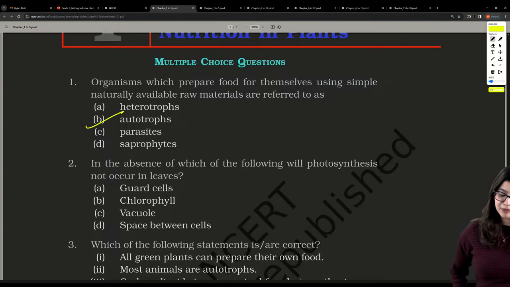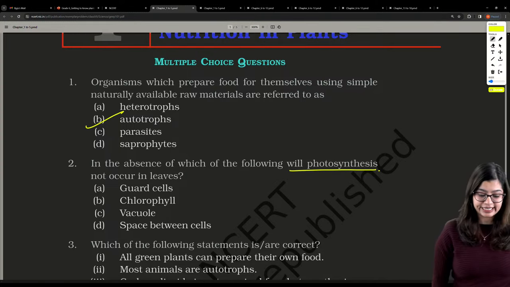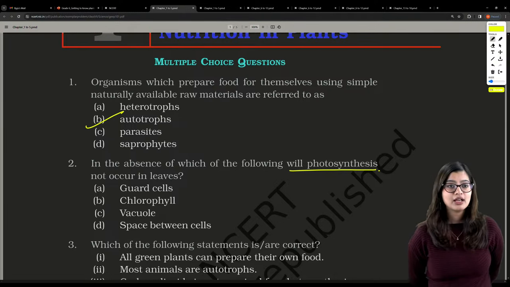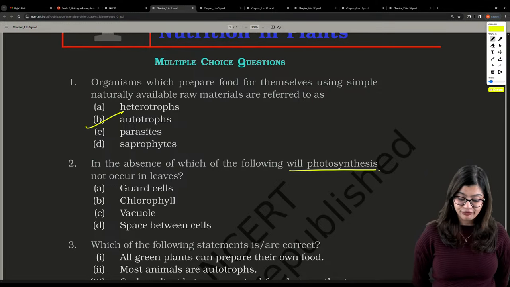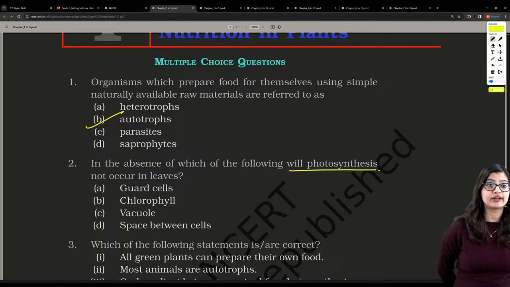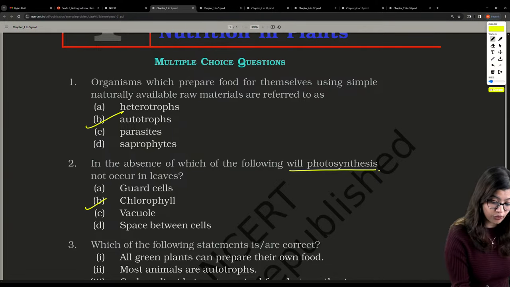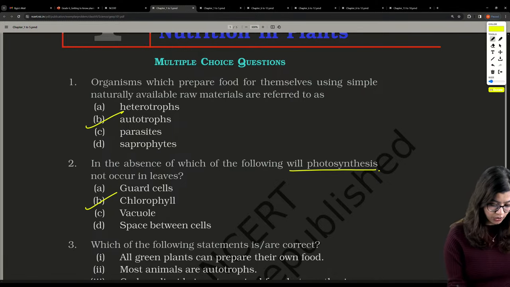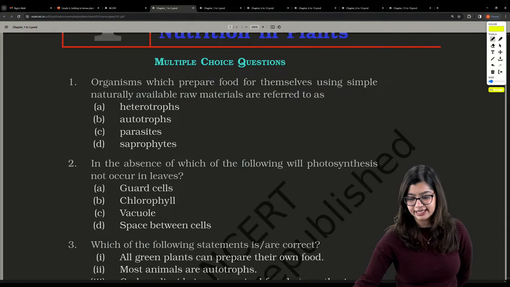Now, in the absence of which of the following will photosynthesis not occur in leaves? Guard cells, chlorophyll, vacuole, or space between the cells? Yes? So, in the absence of which among the following will photosynthesis not happen? We know that for photosynthesis to take place, chlorophyll is very necessary, which is why if chlorophyll is absent, then photosynthesis will not take place.